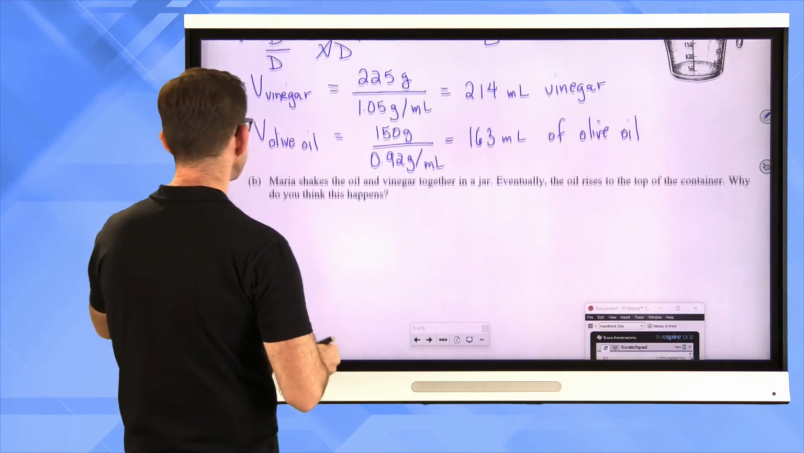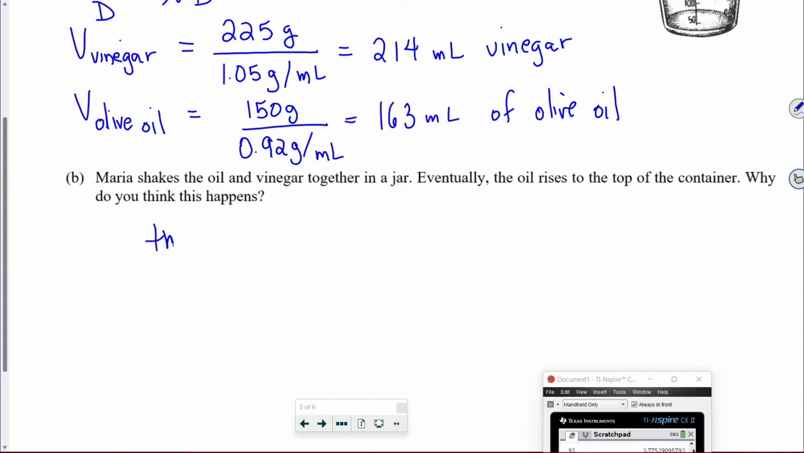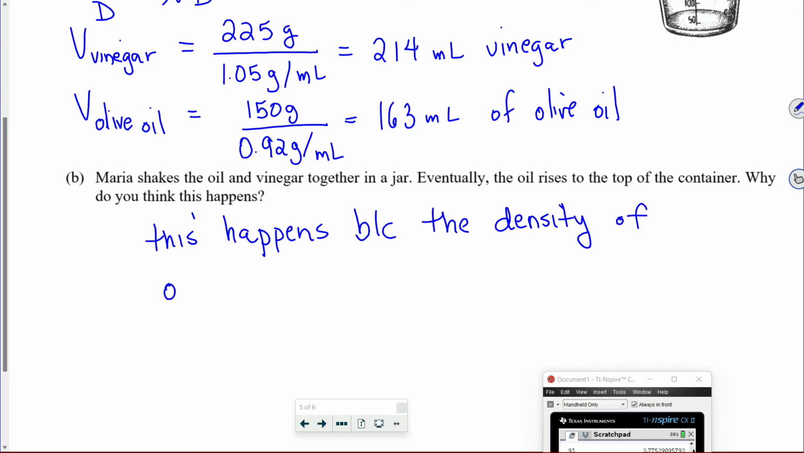All right, so this happens because the density of oil, or I should say olive oil, is less than the density of vinegar.